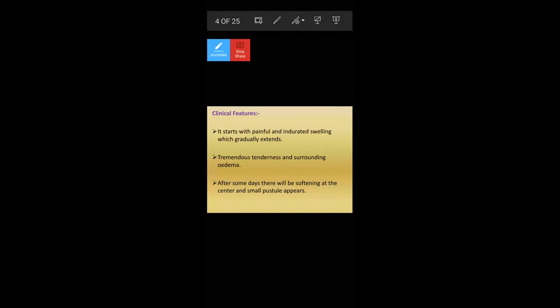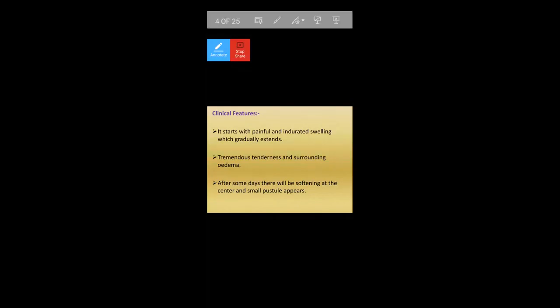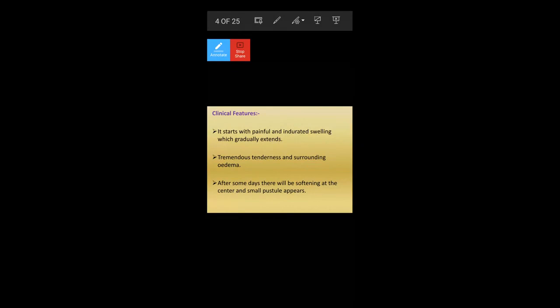What happens first, the very first thing, is that there is a small swelling which is indurated, means hard to touch. The consistency of that swelling is different. Okay, and it is very painful, so you cannot touch it. It is also tender to touch, right? So initially you will get a reddish, painful and indurated swelling which gradually extends, means the area increases slowly.